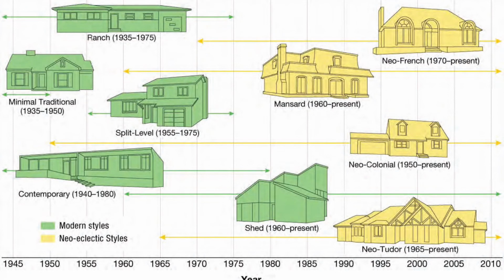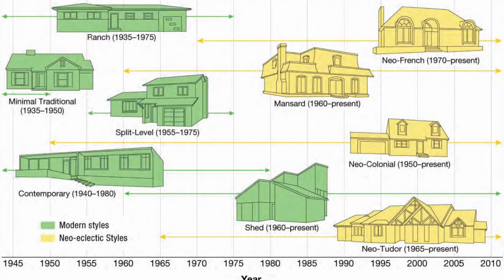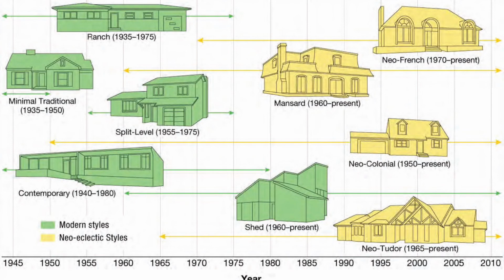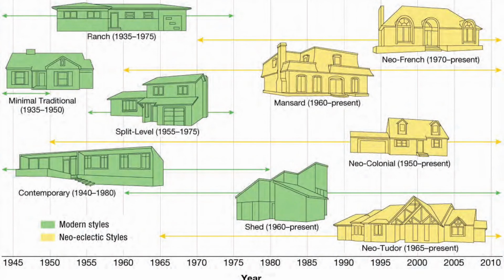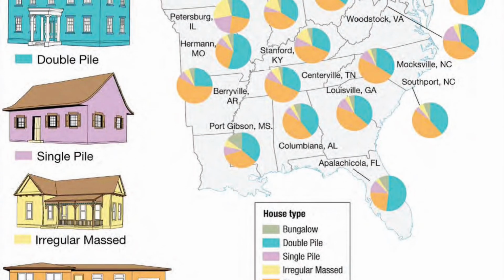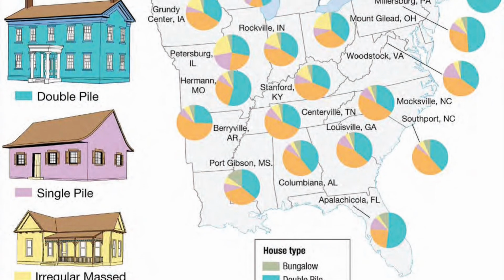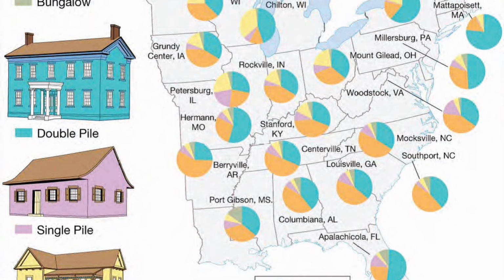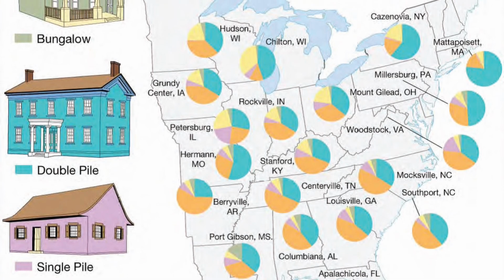The shed was widely built in the late 1960s. Neo-Eclectic styles, beginning with a mansard, were in vogue during the late 1960s. The Neo-Tudor was popular in the 1970s, and the Neo-French in the 1980s. The Neo-Colonial style has been widely built since the 1950s, but has never dominated popular architecture. And you can see how these types of houses have changed throughout the centuries in the United States in regards to where they are and also what people are needing and what people want.